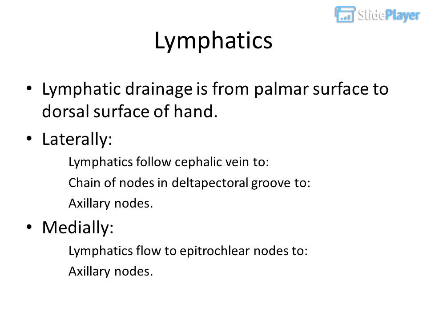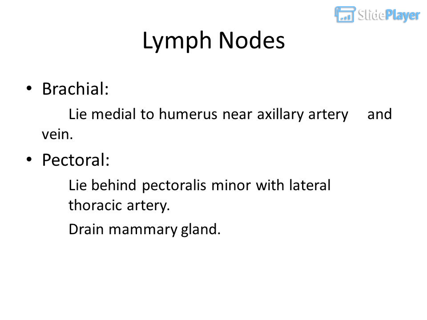Lymphatics. Lymphatic drainage is from the palmar surface to the dorsal surface of the hand. Laterally, lymphatics follow the cephalic vein to a chain of nodes in the deltopectoral groove, then to the axillary nodes. Medially, lymphatics flow to the epitrochlear nodes, then to the axillary lymph nodes: brachial and pectoral.